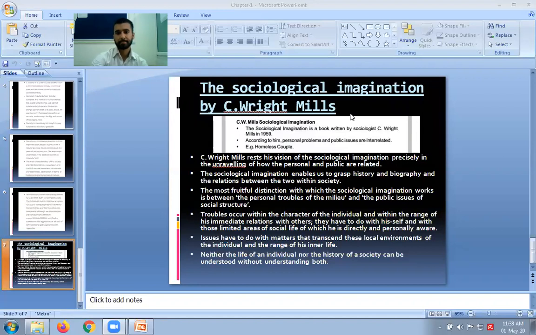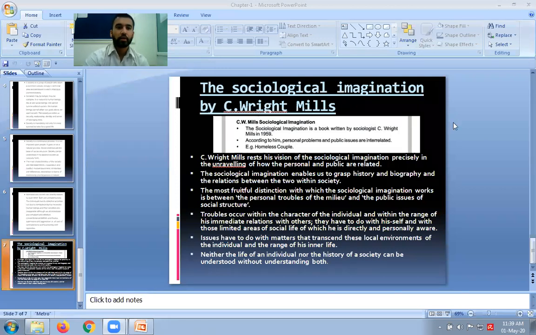Kindly text me. Tavisha, Ayushi. Okay. And what about Tavisha? Okay. Can you please explain the fourth point again? Fourth point: 1, 2, 3, 4. Tavisha, are you talking about the troubles that occur within the character of the individual? Are you talking about that point? Okay, so you're talking about that point.